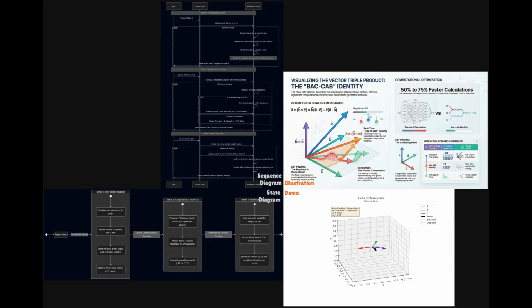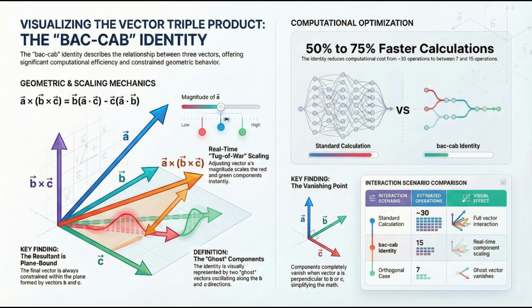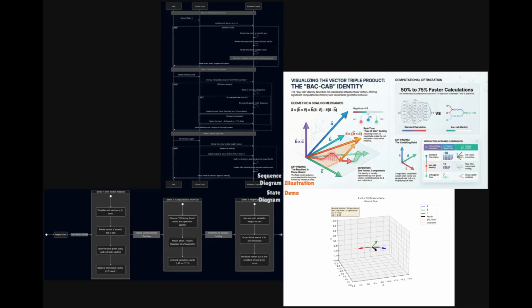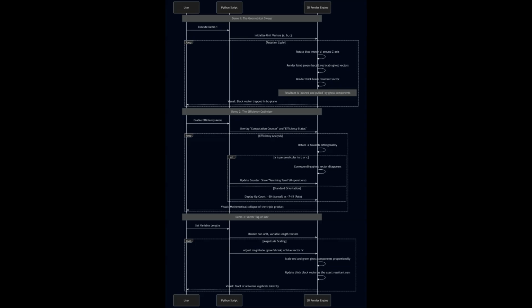The state diagram, a roadmap of learning. The state diagram provides a visual roadmap for computational vector dynamics, outlining the progression of the conceptual states a user moves through to master the identity.